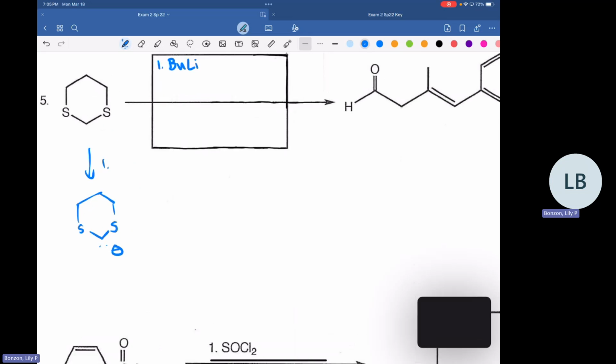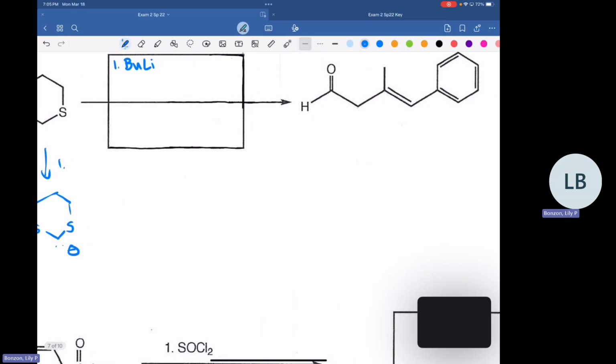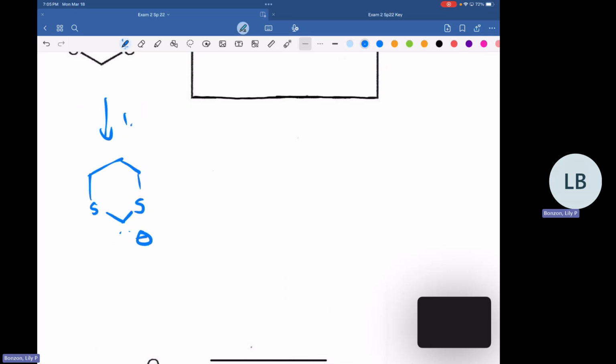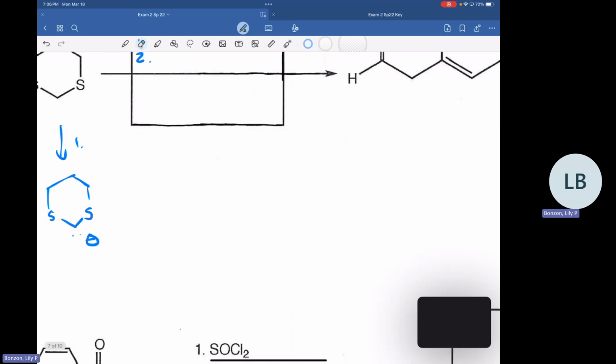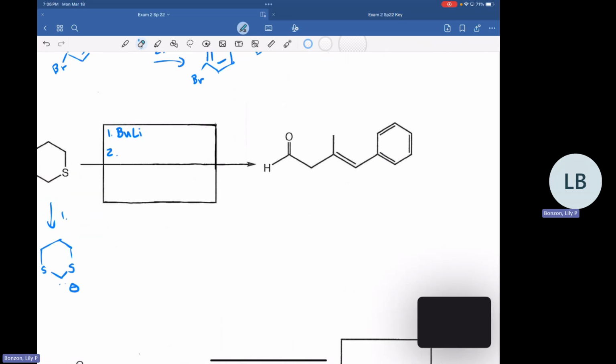And so then what we can do with this carbanion is we can do sort of an SN2 reaction, not really. But we can add on an alkyl group to this position to do a carbon-carbon forming reaction. So in this case, it's kind of like a synthesis, so you want to work backwards.